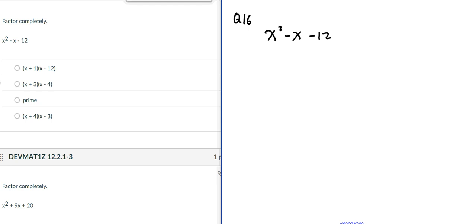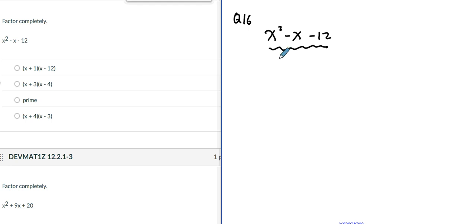Let's look at question 16 here. We want to factor this one out. So we have 4 different options. Which one is exactly correct?